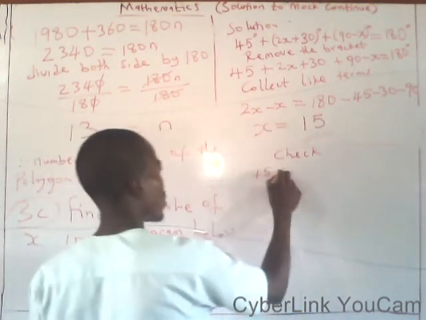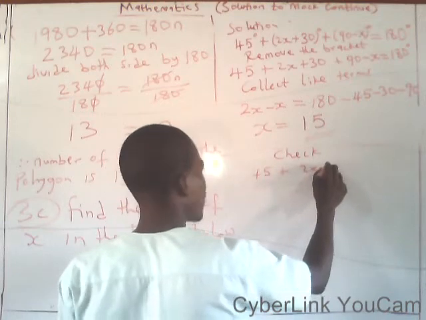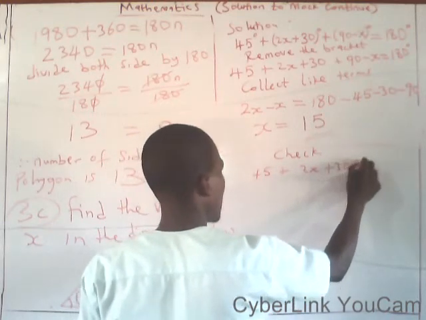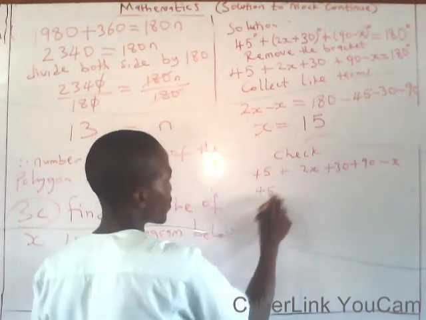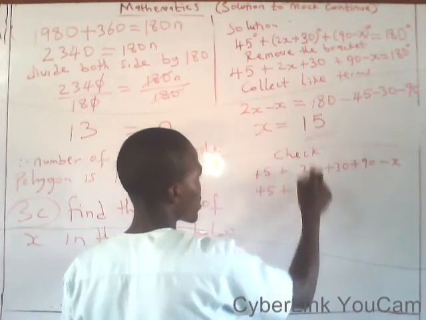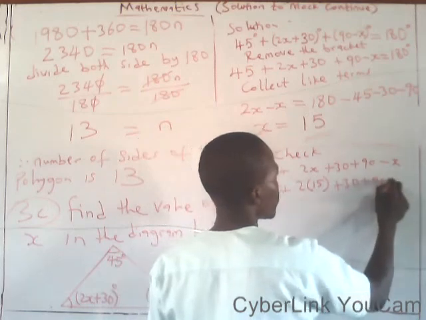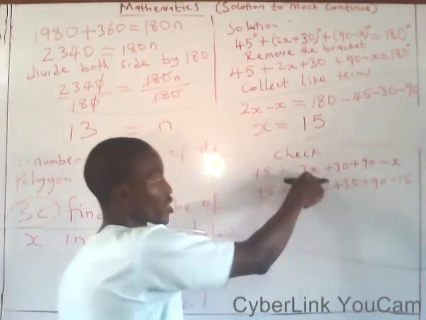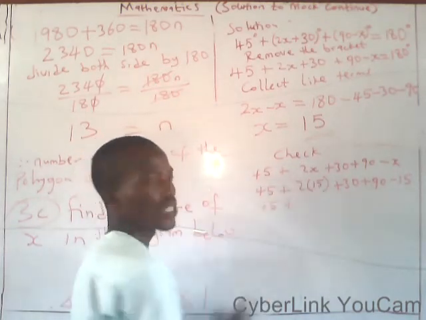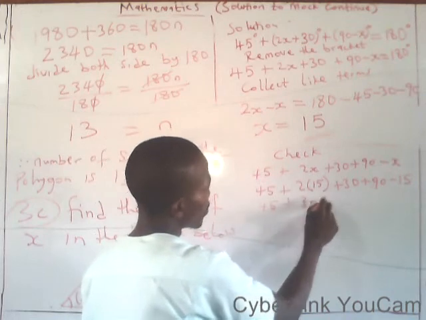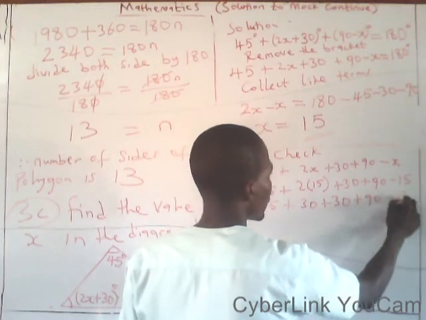We have 45 plus 2x plus 30 plus 90 minus x. This is 45 plus 2 into bracket, what is this? 15. Close it. Plus 30 plus 90 minus 15. I've replaced x with 15. Now 45 plus 2 multiplied by 15 will give us what? That is 30 plus 30 plus 90 minus 15.